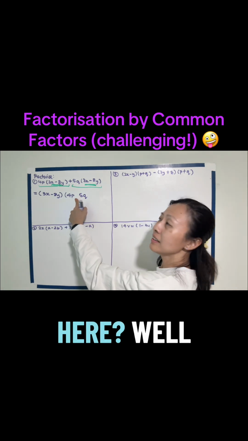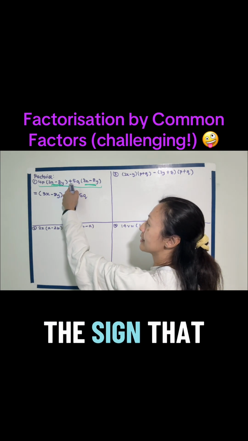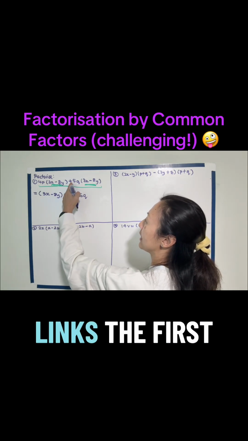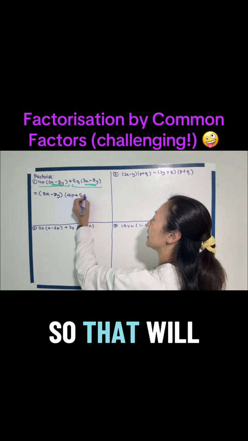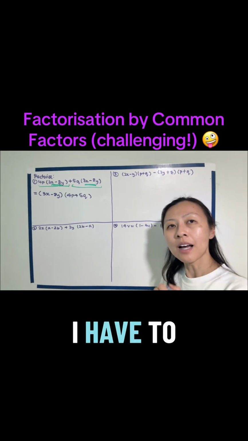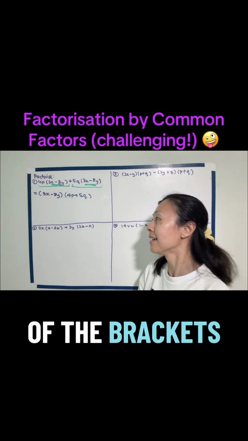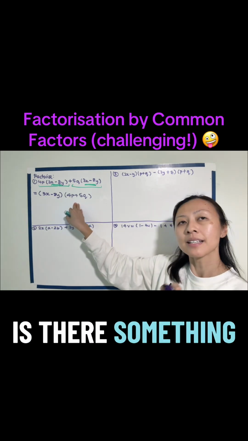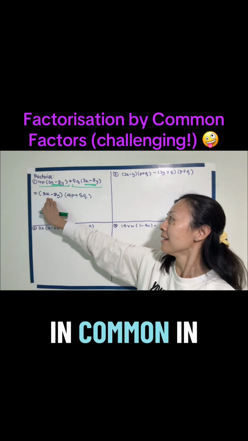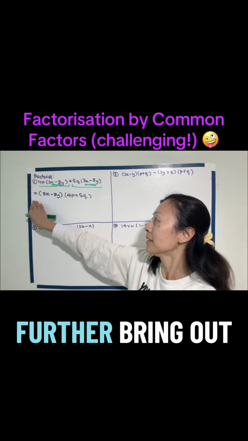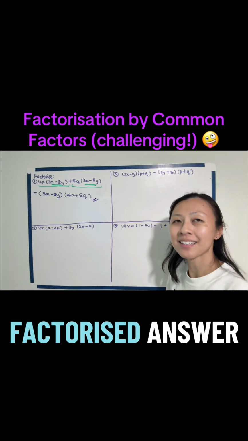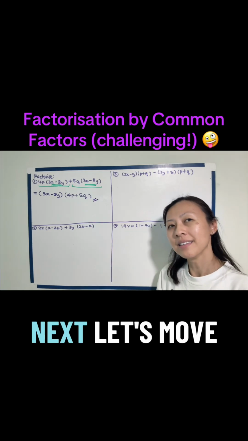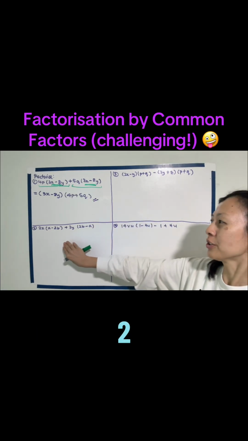What's the sign here? Well, I would follow the sign that links the first term from the second term. So that will be addition. And I have to go into each of the brackets to check. Is there something in common in terms of factor that I can further bring out? None. So this will be my factorized answer. Next, let's move on to question 2.